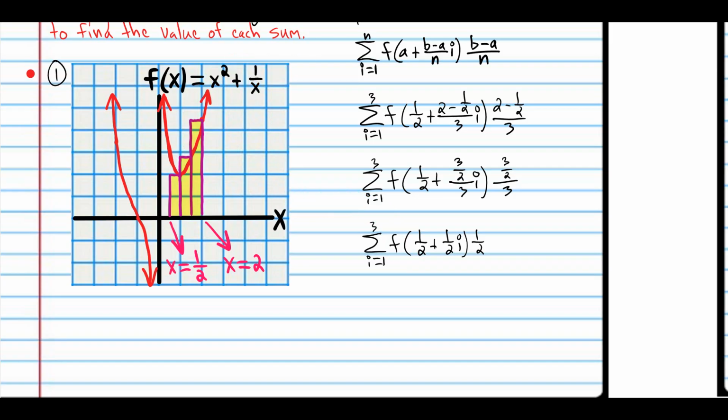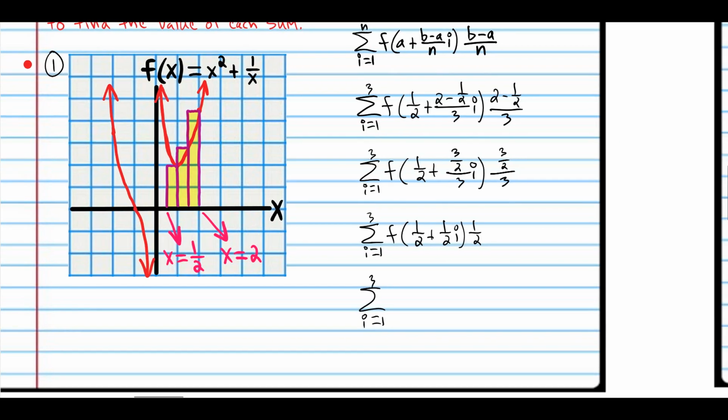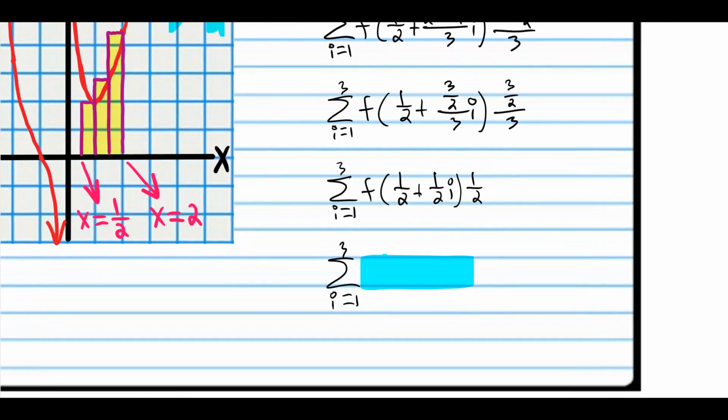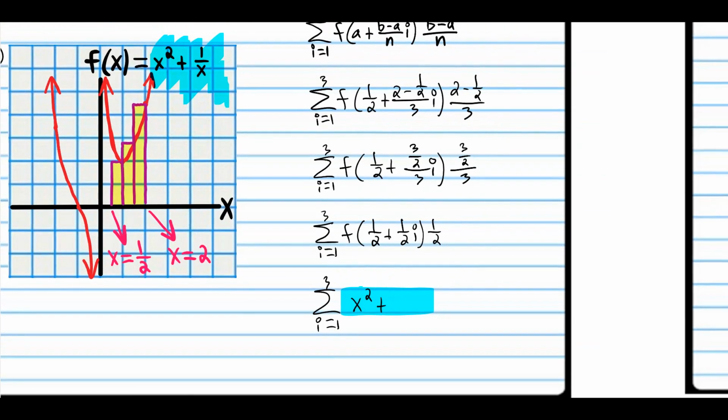So now at this point we're actually ready to get rid of the f and actually determine what we're supposed to use for the function. So what we're going to do is take this expression here and rewrite it down here. We're going to write the same exact thing, no difference whatsoever. So x squared plus 1 over x, and that's going to be multiplied by 1/2.